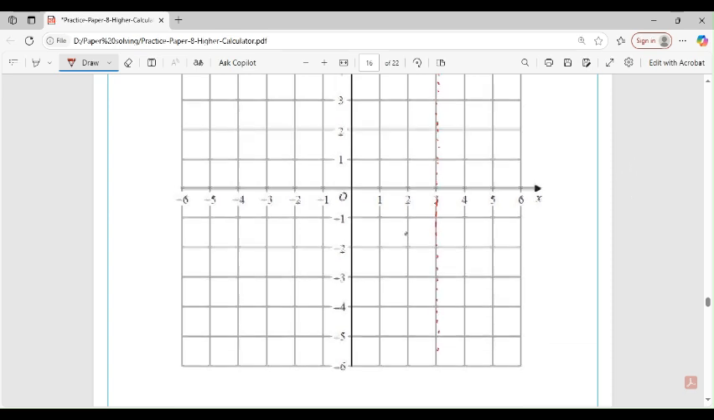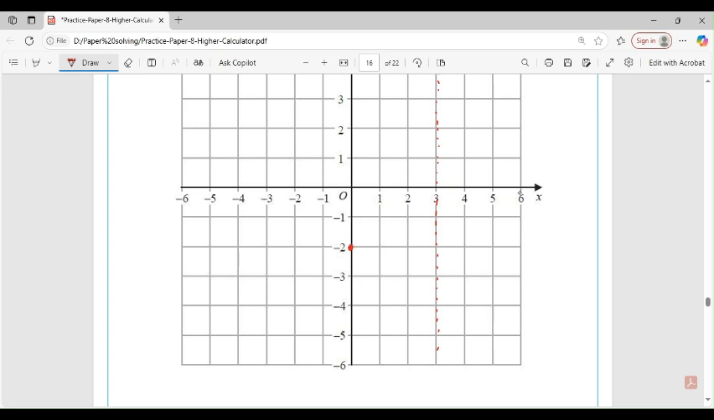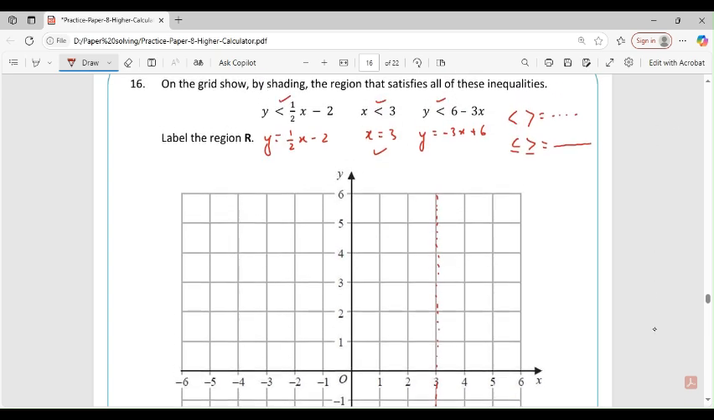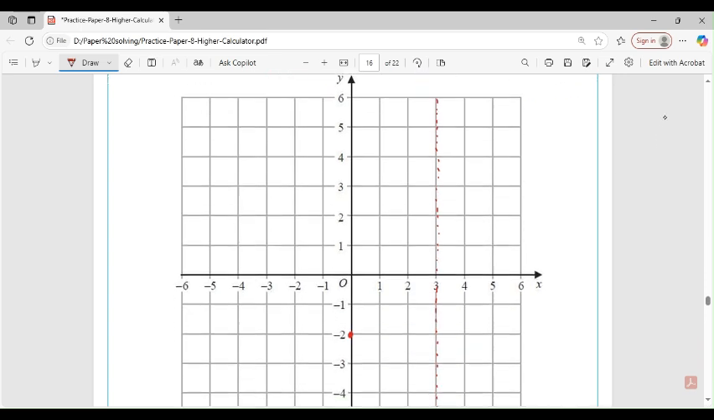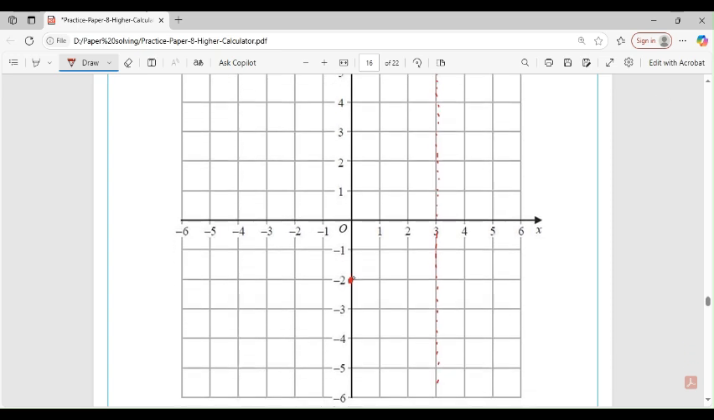Now the second line is going to start from negative 2. As you can see, I'm plotting starting from negative 2, and it goes 1 up and 2 to your right. So 1 up and 2 to your right over here. The second point is going to be here, and the fourth point is going to be here. Now joining these points is going to be something like this.